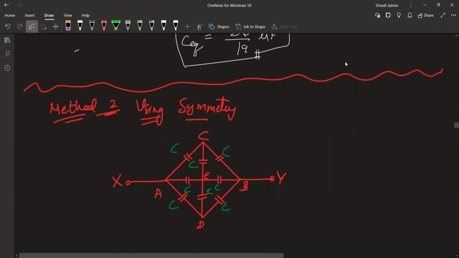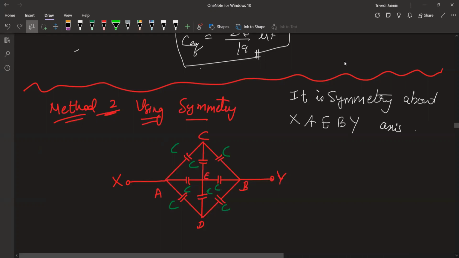So it is symmetry about x, a, e, b, y. That is our axis. Why? Because above this line, it is the mirror image of below.